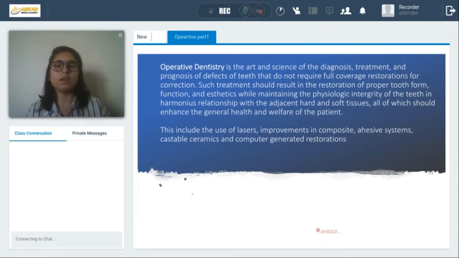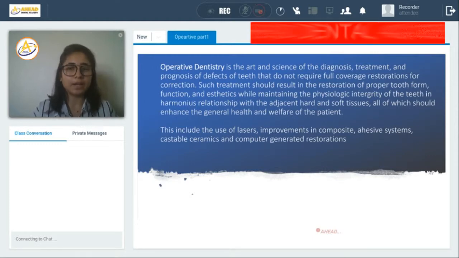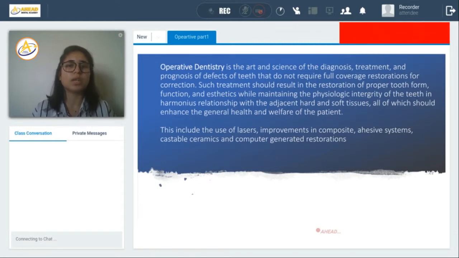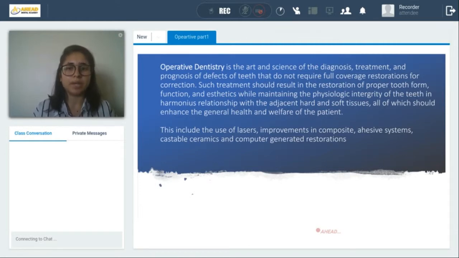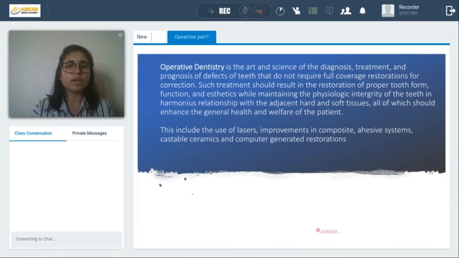What do we do in a dental office, in a dental clinic? Whenever a patient enters the clinic, we diagnose, we make a treatment plan, and then we know the prognosis according to the condition of the teeth of that patient. So according to that, we make a treatment plan and we treat those teeth defects that do not require full coverage restorations for correction.